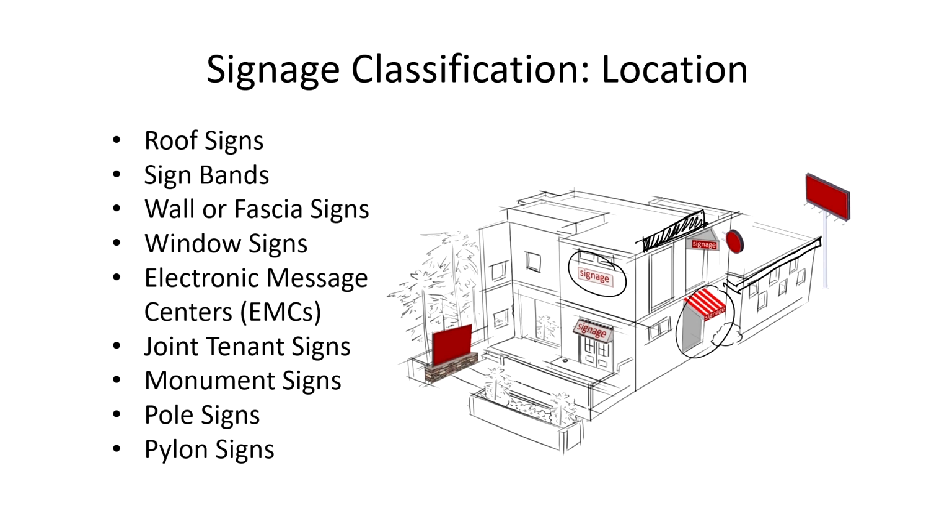Next is the joint tenant signage. It displays the various tenants of a business complex or a shopping complex, typically near the entrance. So, if there is a signage which gives you a listing of the names of all the tenants residing here, those are called joint tenant signage.